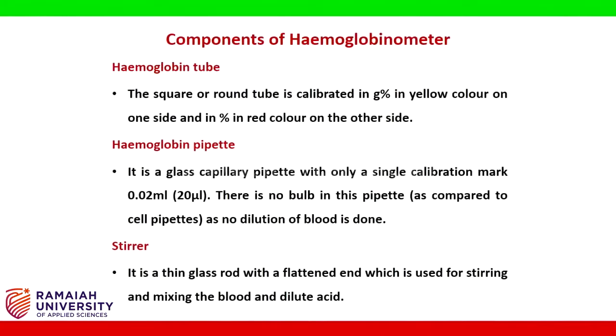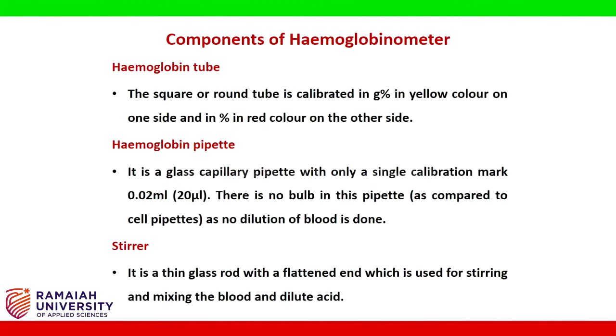Components of hemoglobinometer: hemoglobin tube. The square or round tube is calibrated in grams percentage in yellow color on one side and in percentage in red color on the other side. Hemoglobin pipette. It is a glass capillary pipette with only a single calibration mark that is 0.02 ml or 20 microliter, there is no bulb in this pipette as no dilution of the blood is done.